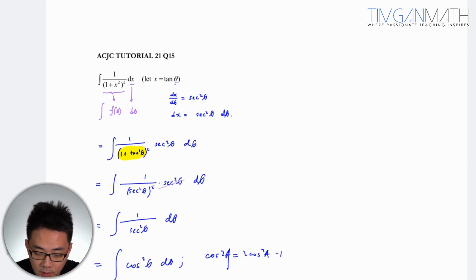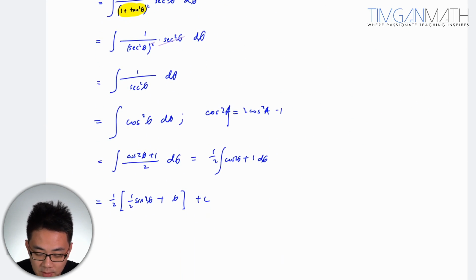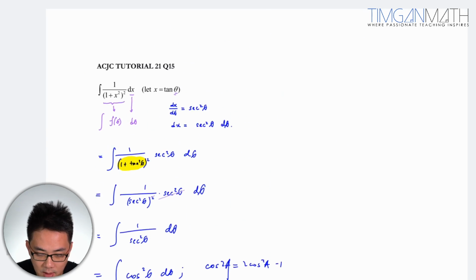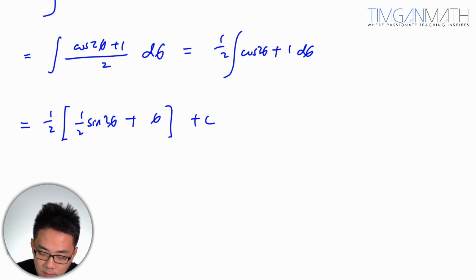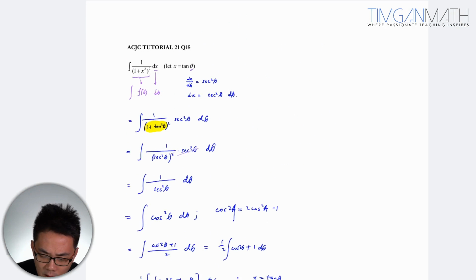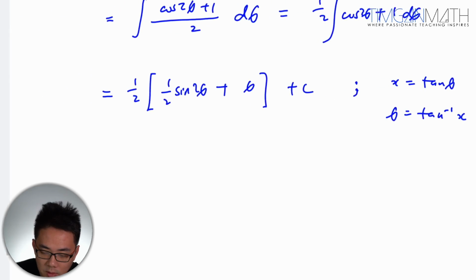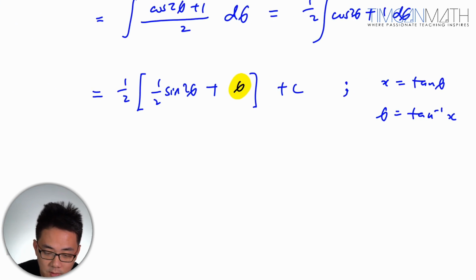So once that's done, what we need to do next is to replace it back in, because now this is in theta, we need to change it back to x. So just take note that because x equals tangent theta, in other words, theta is equal to tangent inverse x, so we have this as tangent inverse x.